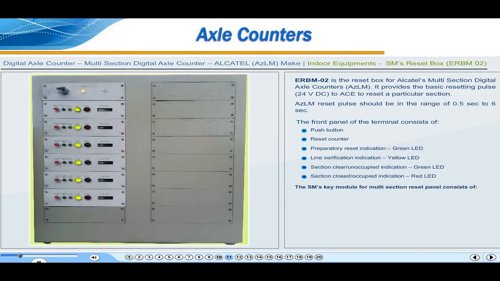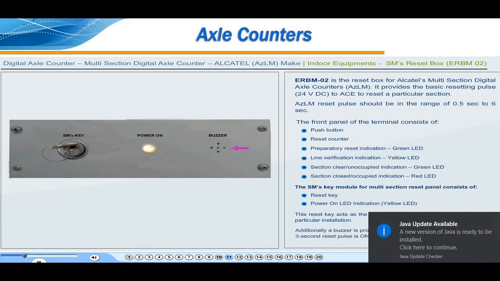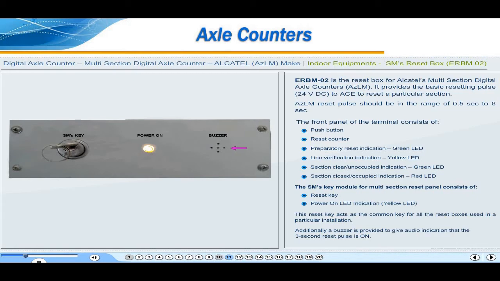The SM's key module for the multi-section reset panel consists of a reset key and power-on LED indication, that is a yellow LED. This reset key acts as the common key for all the reset boxes used in a particular installation. Additionally, a buzzer is provided to give audio indication that the 3-second reset pulse is on.